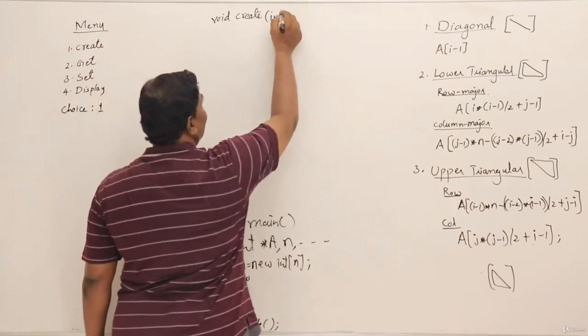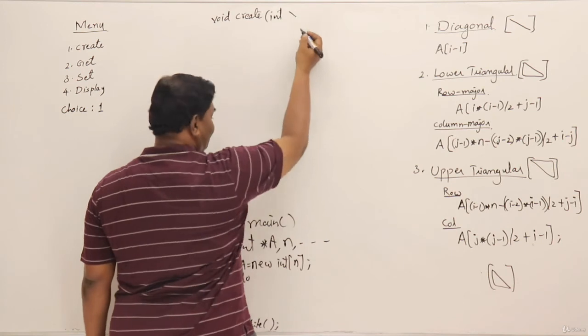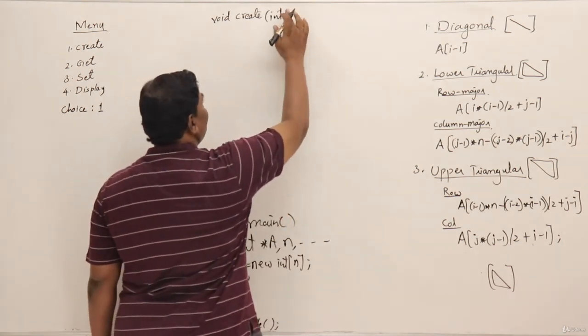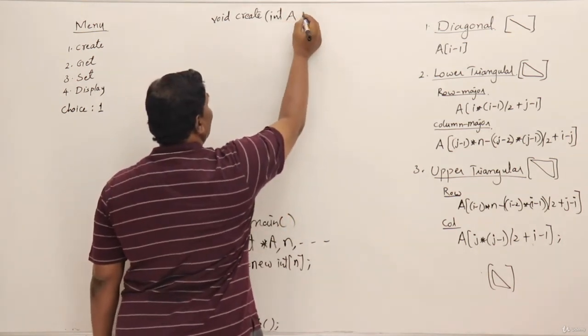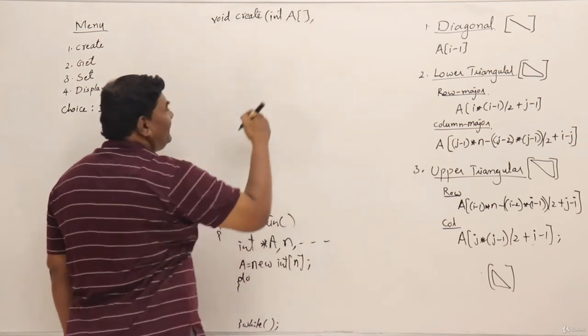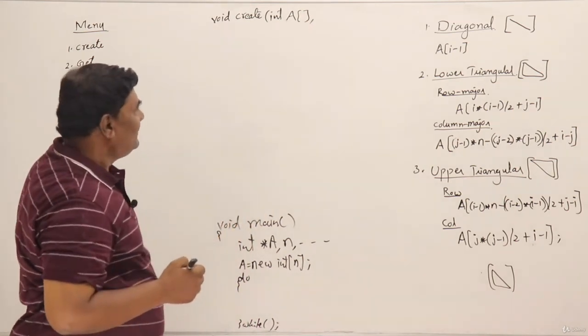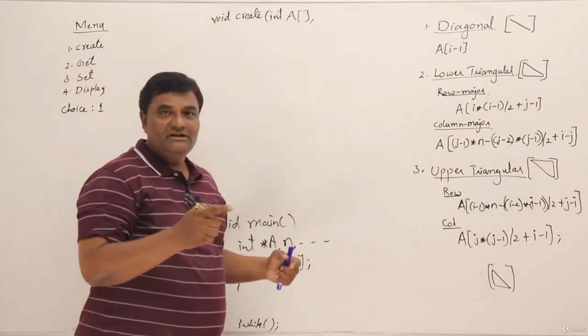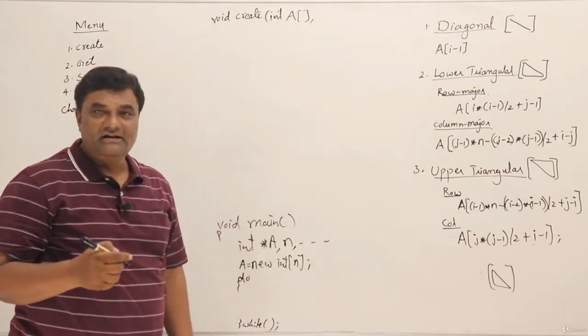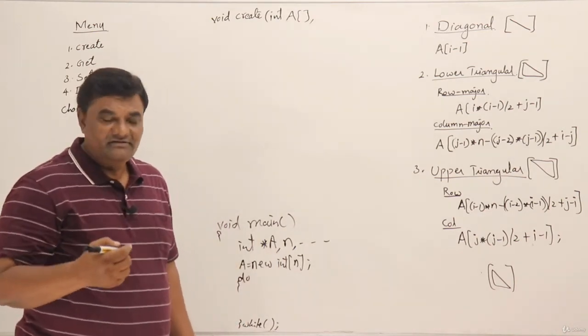So this should take an array. I will take the name as A or X, any name you can take. So okay, better take the name as A only. It needs an array. This is how we can take an array as a parameter. We can give square brackets also, or even we can use a pointer as a star, as an asterisk.